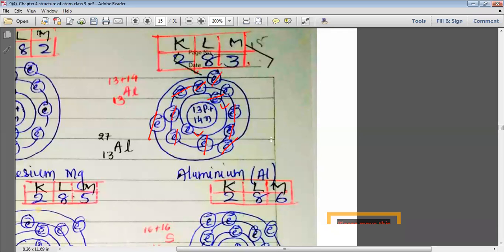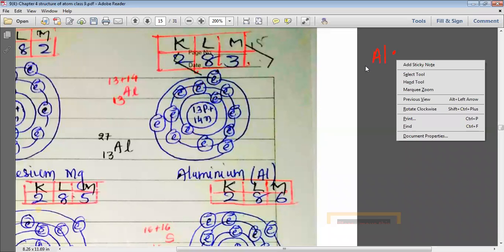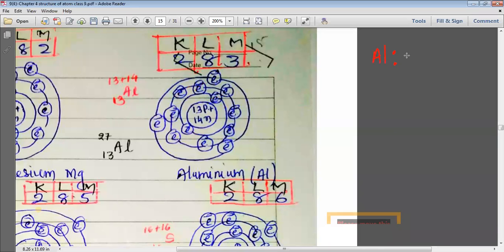So thus, my dear students, we can understand that the electronic configuration of aluminium is 2, 8, 3. So this is how we understand the electronic configuration of aluminium, my dear students. And it represents that aluminium has got 2 electrons in K shell, 8 electrons in L shell, and 3 electrons in M shell.